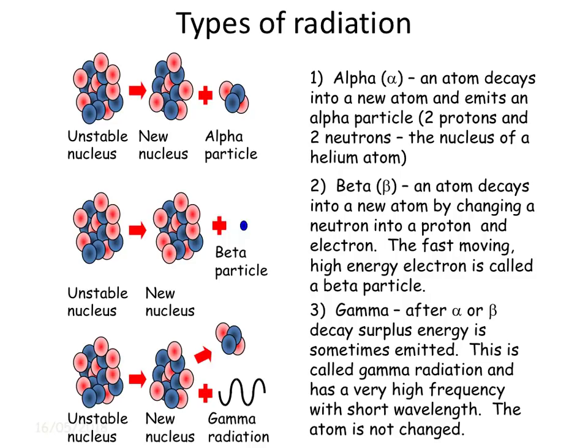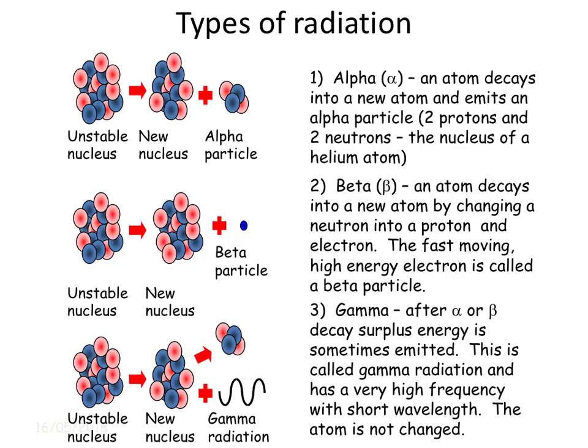Remember that gamma radiation is very high frequency, very short wavelength, and it's part of the electromagnetic spectrum. Nothing in terms of the nucleus is changed when gamma is released. So you can see here, an unstable nucleus decays through alpha in this case. The alpha particle disappears, leaving a new nucleus behind, and then after some time, the new nucleus will decay from its excited state by emitting a gamma ray.